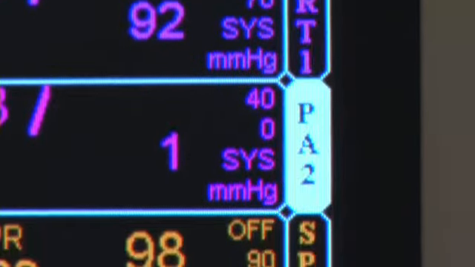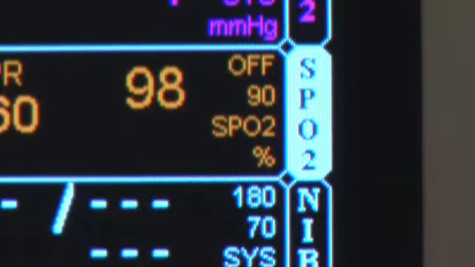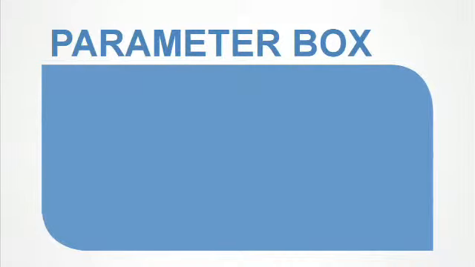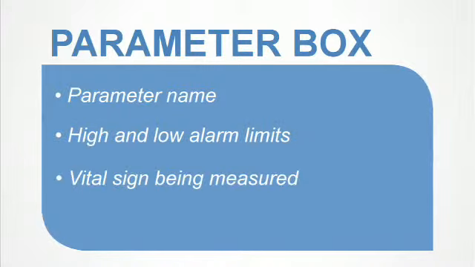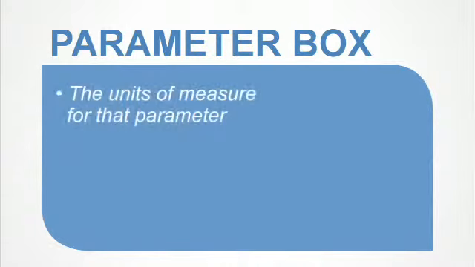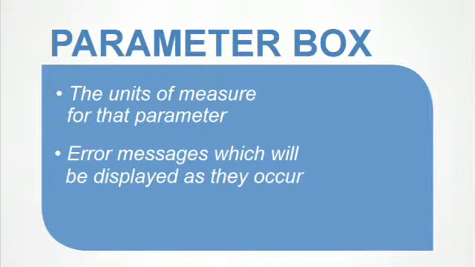The parameter boxes are listed down the right-hand side of the display. Each parameter box displays the parameter name, high and low alarm limits, which vital sign is being measured, the units of measure for that parameter, and any error messages which will be displayed as they occur.